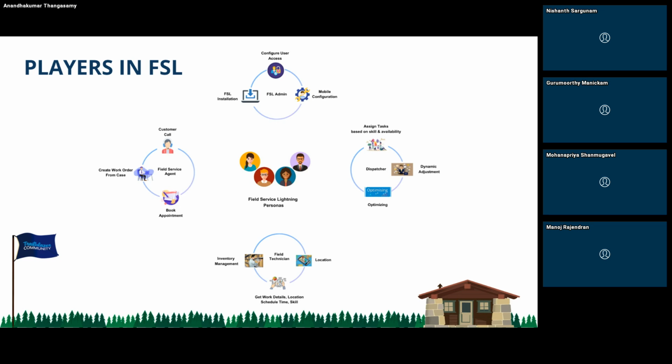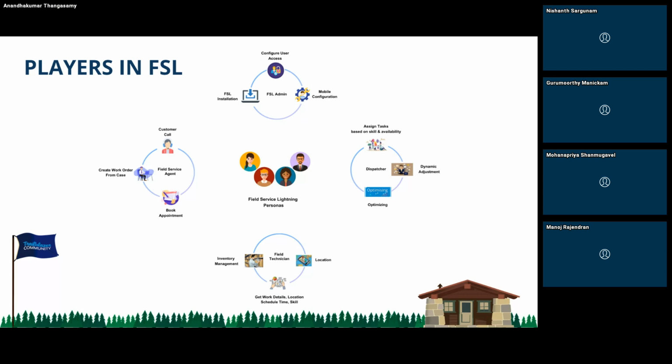And then the dispatcher. The dispatcher has a separate console in Field Service Lightning called the dispatcher console, where he will do the scheduling and dispatching work. Scheduling means whenever an appointment is created, that will be assigned to a particular resource, a particular service technician. When I say resource and technician, I mean the field service worker, the person who goes to the customer location and does the work. Those will be called field service technicians or service resources.